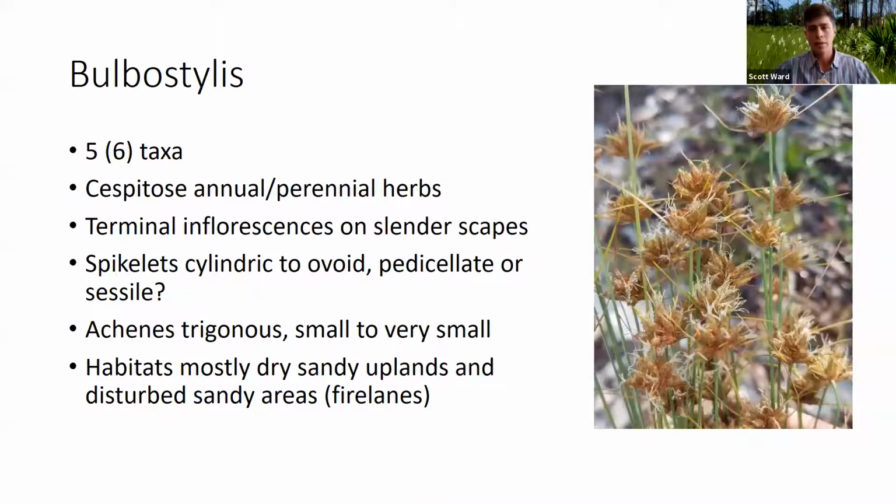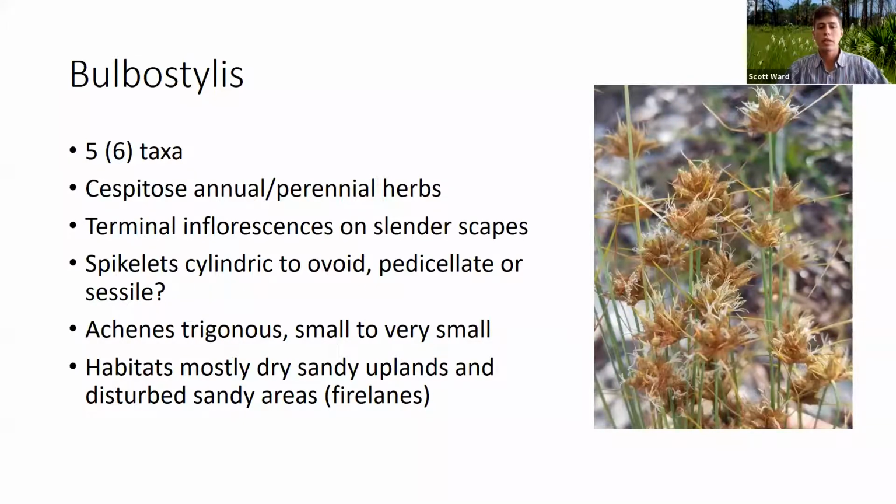There's about 5 or 6 taxa, and these numbers vary depending upon the flora or the treatment that's used to categorize this diversity. Within this genus, there are annual and perennial herbs. The inflorescences typically occur as terminal, so at the end of scapes or stems, flowering stems. And the spikelets, these little individual units here, can be either cylindric to ovoid, pedicellate, or sessile. And pedicellate just means borne on a small stem versus sessile, where it's basically attached right to the stem. And then the achenes are the little seeds, and they're trigonous, so they're 3-angled, and they can be very small to just somewhat small, and you'll see a picture in a second.